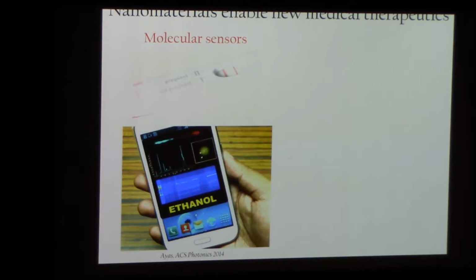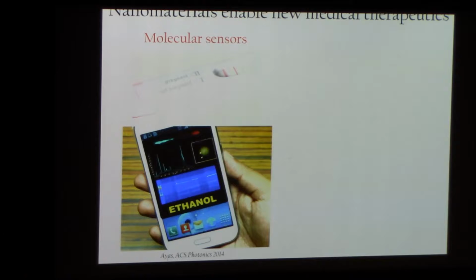One other quick example is in molecular sensors. Some of them are so efficient as to be able to detect single molecules. There are also a handful of sensors that now can be integrated into your cell phone, so you can simply use your cell phone camera to be able to detect the presence of certain molecules.